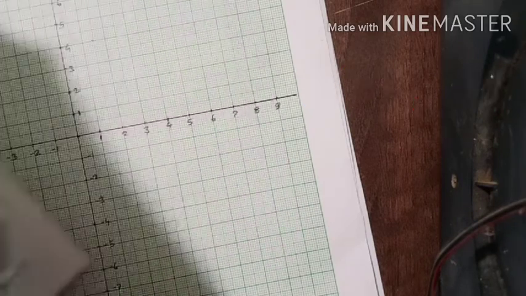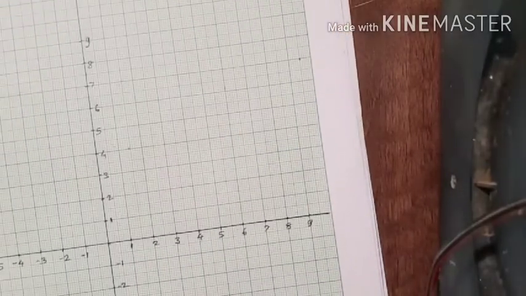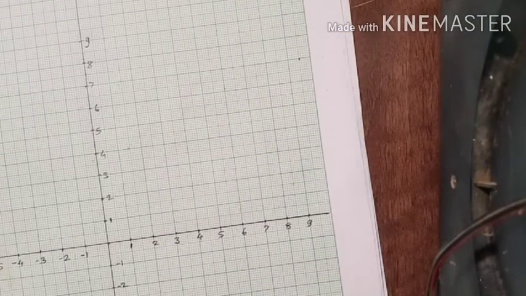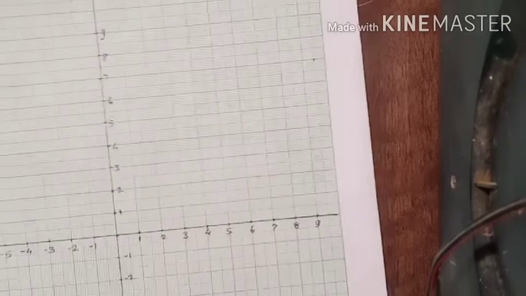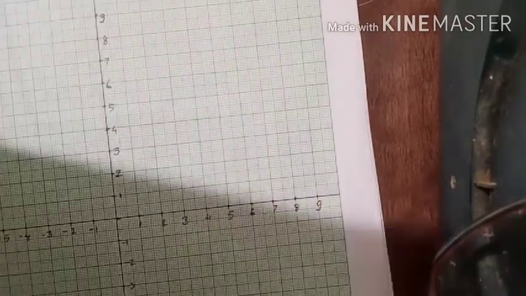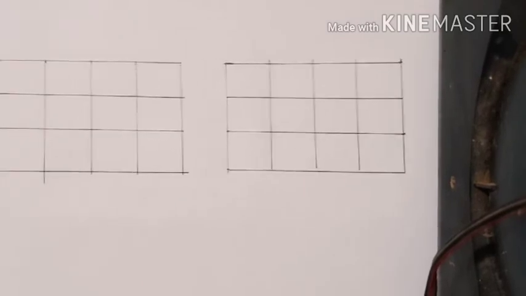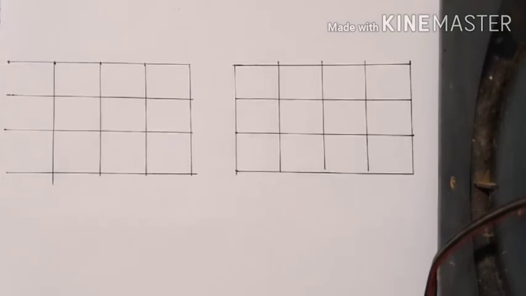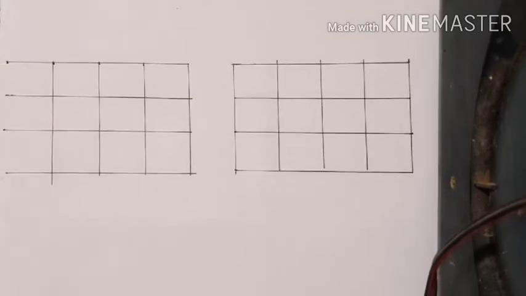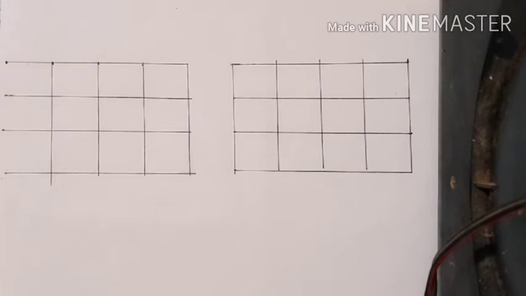And boys and girls, we will continue with the next example, and the next example is example number 5. See here, you have to draw the box first for getting the coordinates. You have to draw these two boxes, and we will write the equation.